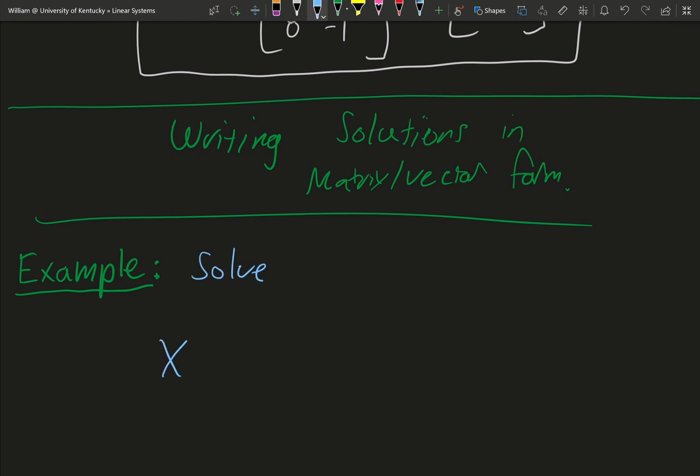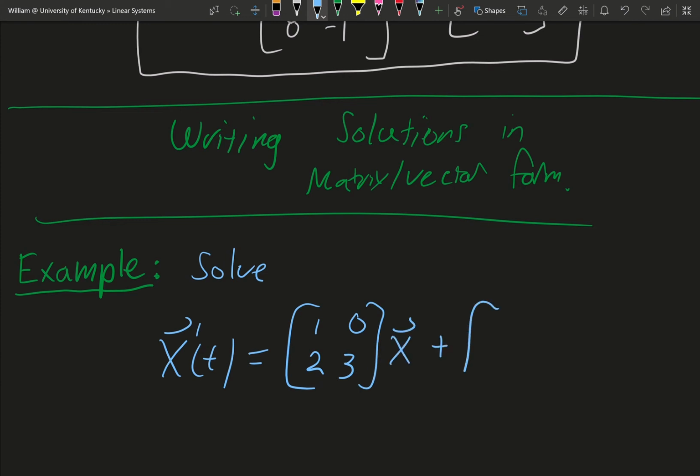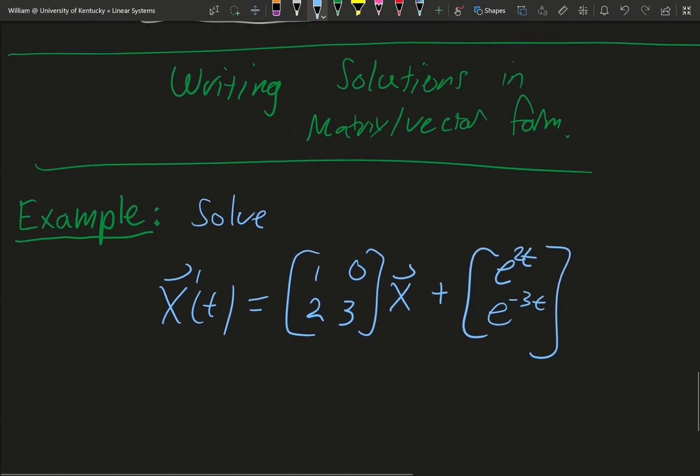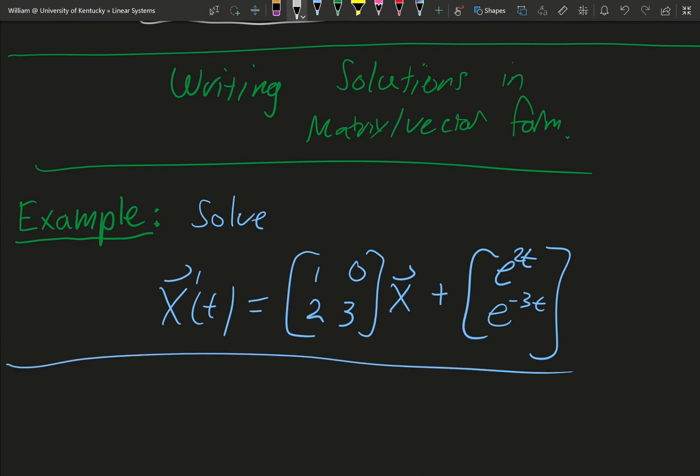So let's go ahead and actually solve one. x bar prime is equal to [[1, 0], [2, 3]] times x bar plus [e^(2t), e^(-3t)]. So we're going to solve this and write it in matrix form. For now, the way we have to solve it is to convert it back. So let's go ahead and do that.